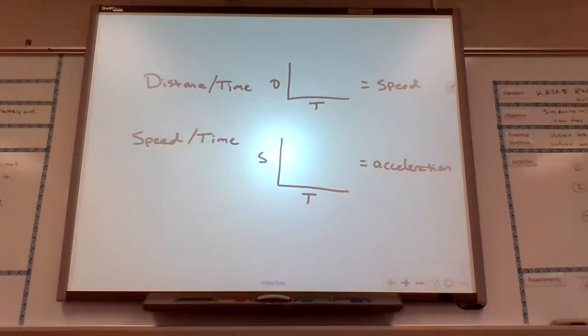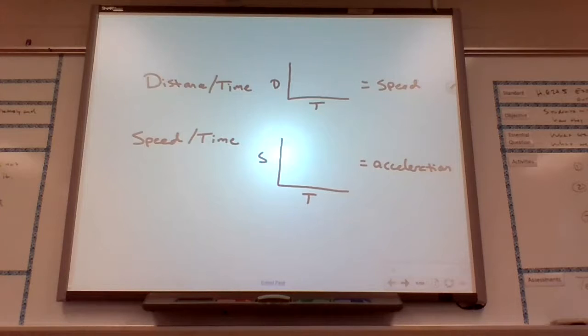So distance time graphs, distance on the y, time on the x, are often referred to as speed graphs because the slope of the line that you calculate there would be the speed of the object, rise over run, change in y over change in x. It would be distance divided by time, the speed equation. And then speed time graphs, speed on the y, time on the x, are sometimes referred to as acceleration graphs because when you do slope, rise over run, change in y over change in x, it's change in speed over change in time, which is basically the acceleration equation.